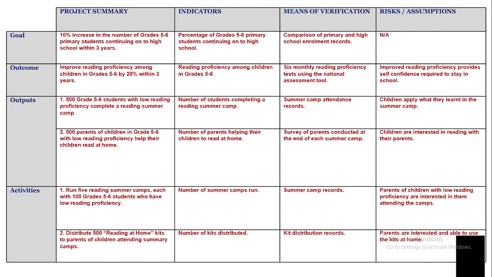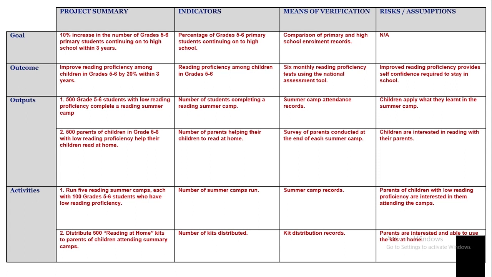Here I also outline the outputs. So what outputs will I need to see that I achieve the outcome of improving the reading proficiency by 20%? One, I will need to have 500 grade 5 to 6 students with low reading proficiency complete a reading summer camp, and 500 parents of children in grade 5 to 6 with low reading proficiency help their children read at home.